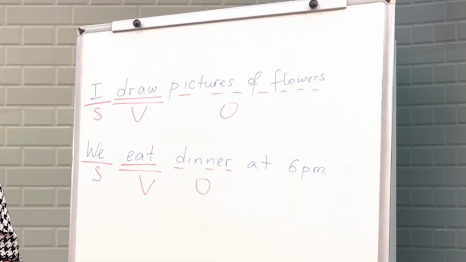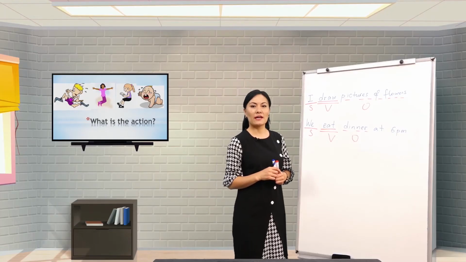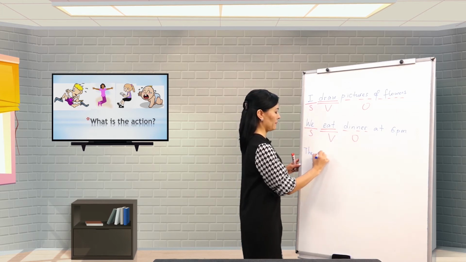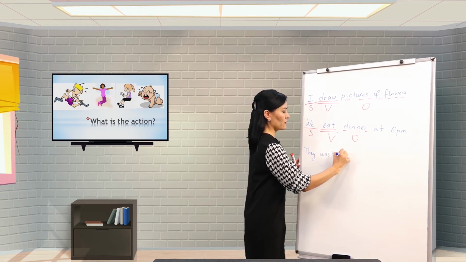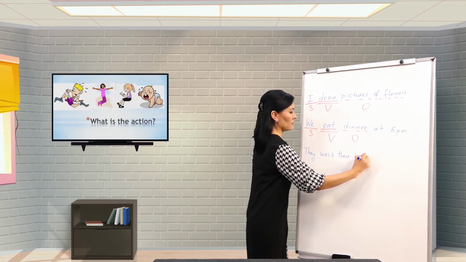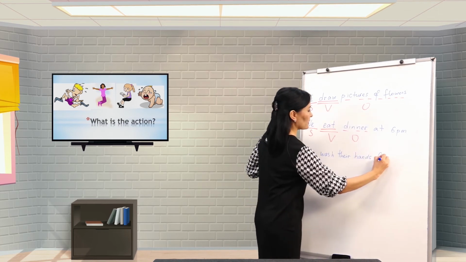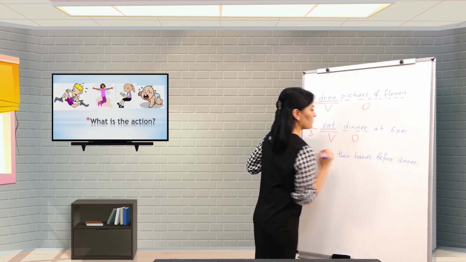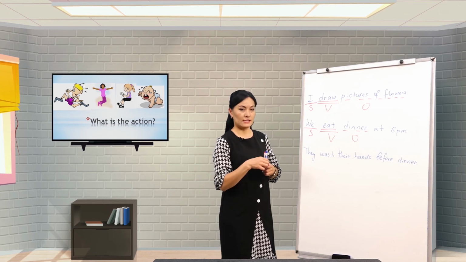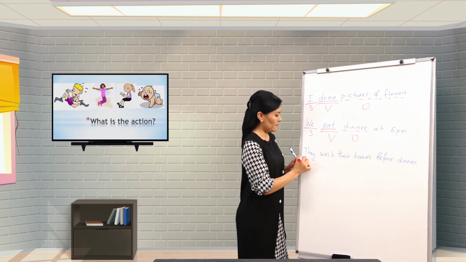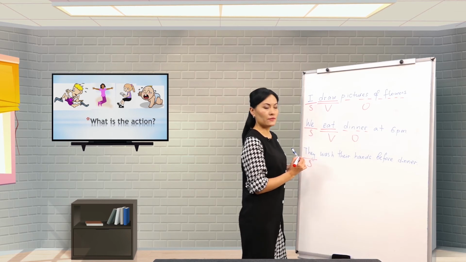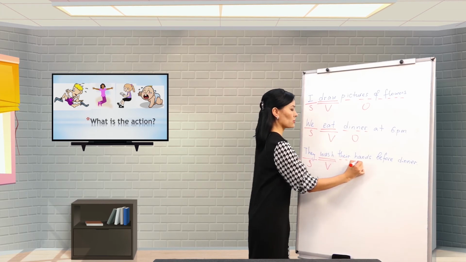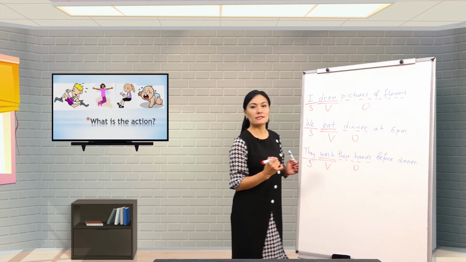So, let's take another sentence. They wash their hands before dinner. Let's write it. They wash their hands before dinner. Okay, where is the subject of the sentence? Yes, it is they. What do they do? Wash. It is an action verb. What do they wash? Their hands. It is the object of the sentence.